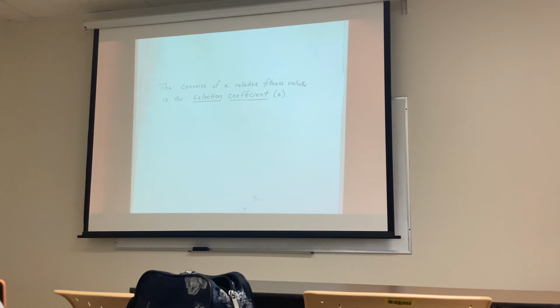So if the relative fitness is 60% for a character, notice it's not 100%, what is the selection coefficient? 40%. So the selection coefficient tells you selection is acting against that trait. The fitness is the positive view of that.